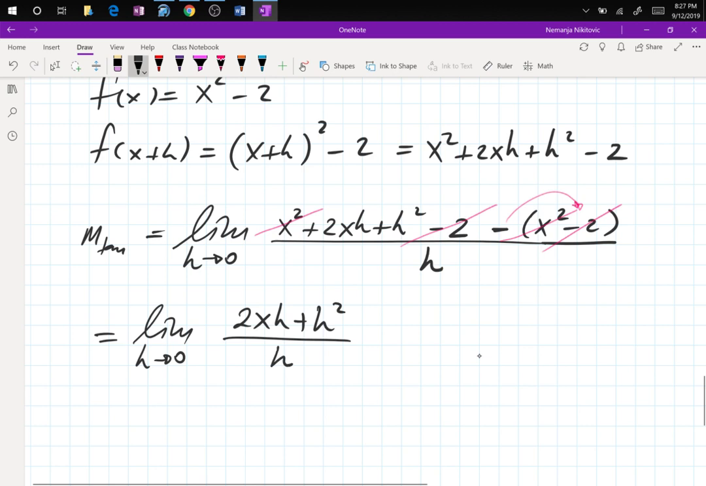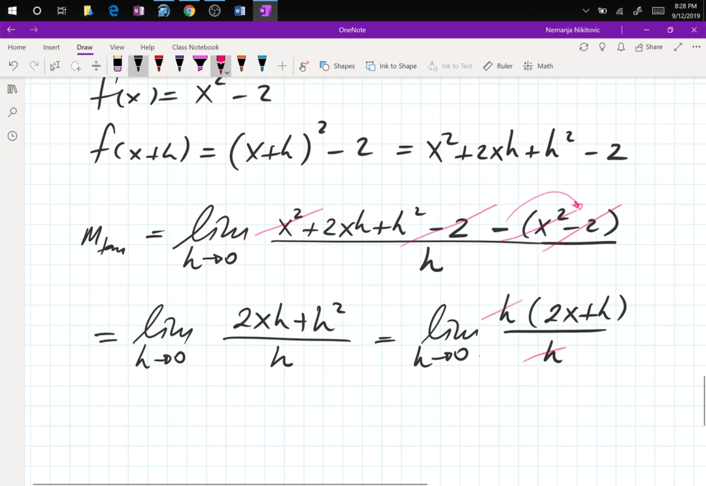What should I do? Kick the h out. Very good. Kick the h out, you get 2x plus h divided by h. Cancel the h, and you get the limit h goes to 0 of 2x plus h. When h goes to 0, the answer is 2x.